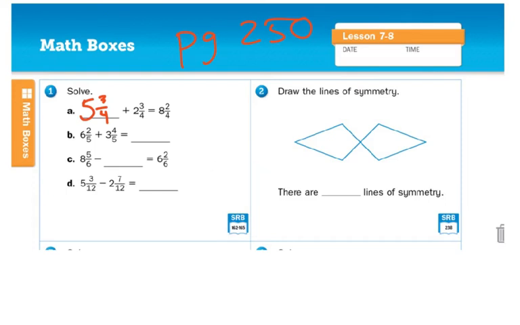Continuing on, 6 2/5 plus 3 4/5. Let's add the whole numbers together first. 6 plus 3 is 9. Remember, fifths stays the same. 2 plus 4 is 6, but we're going to change that to a mixed number. So 6/5 is the same as 1 1/5. So I'm going to add the whole number to the 9 to get 10, and I'm left with 1/5.